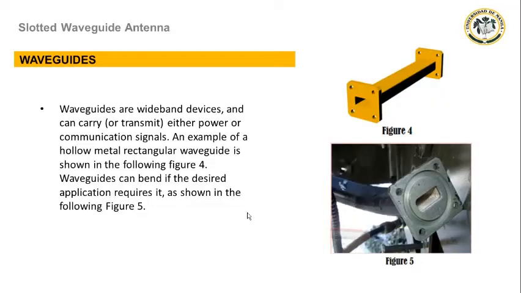Waveguides are wideband devices and can carry or transmit either power or communication signals. An example of a hollow metal rectangular waveguide is shown in Figure 4. And waveguides can bend if the desired application requires it, as shown in Figure 5. Here, you can see how it bends.